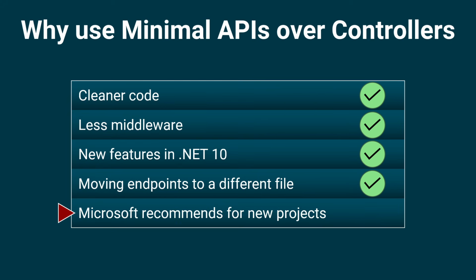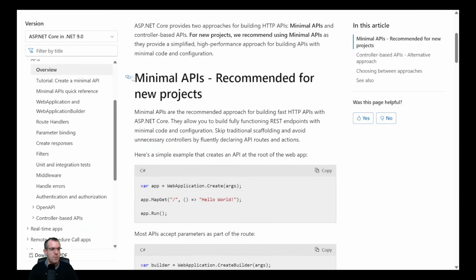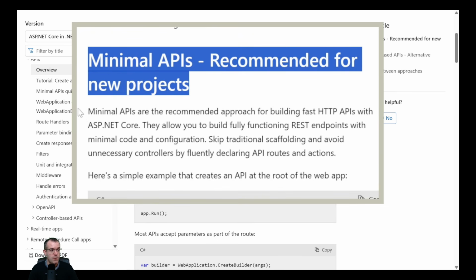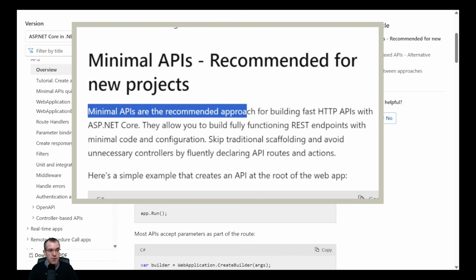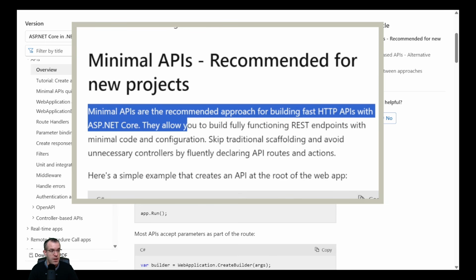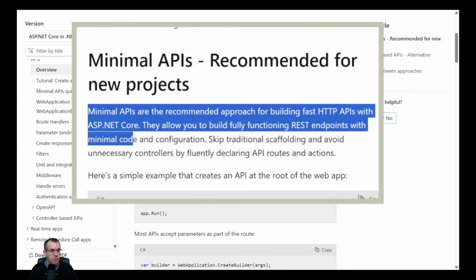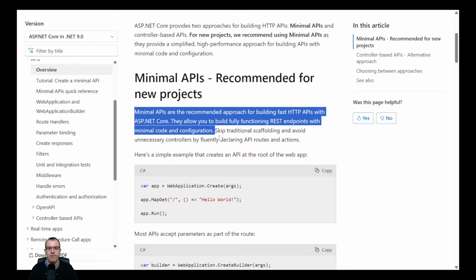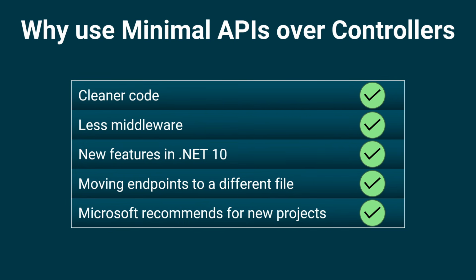The last reason is that Microsoft actually recommends it for new projects. In their documentation, they specify that it's recommended for new projects and that minimal APIs are the recommended approach for building fast HTTP APIs with ASP.NET Core. They allow you to build fully functional REST endpoints with minimal code and configuration. So it's not just me who recommends minimal APIs, it's Microsoft themselves. So there are some of the reasons why you must use minimal APIs over controllers. And the likelihood is that minimal APIs will overtake controllers in the coming years.